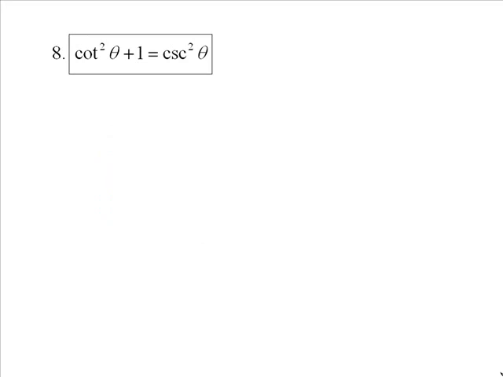You could isolate the 1, or you could isolate the cotangent squared theta. So that's equal to cosecant squared theta minus 1. And then 1 would be equal to cosecant squared theta minus cotangent squared theta, should you be inclined to do that. I don't know why you would, but you could.